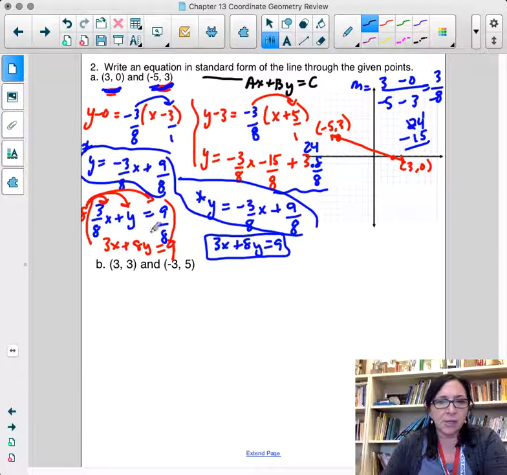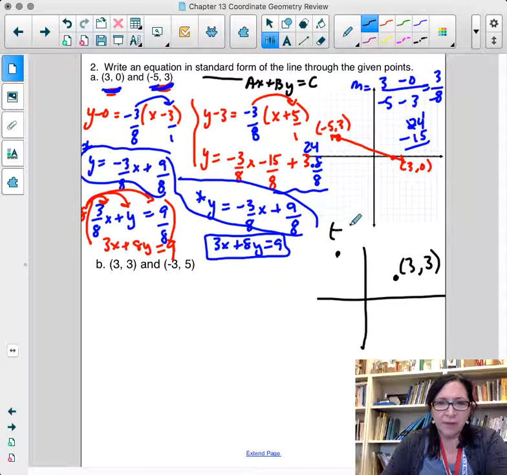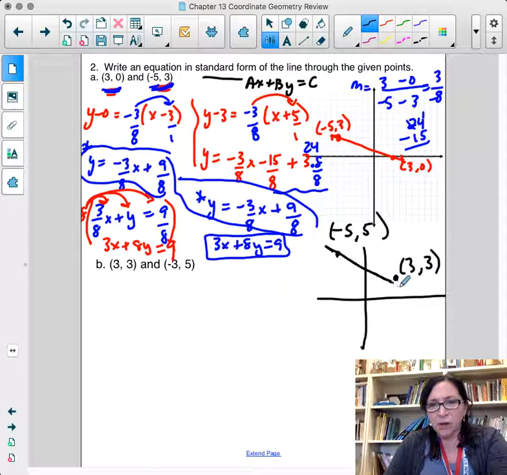The next question is these 2 points. So I'm going to actually graph this again. And I have 3, 3, which is about right here. And I have negative 3 up 5. So I have negative 3, 5. And I'm looking for the equation of the line that goes through those 2 points. So what I have here, again, is it doesn't matter which point I pick. I'm just going to pick this one.